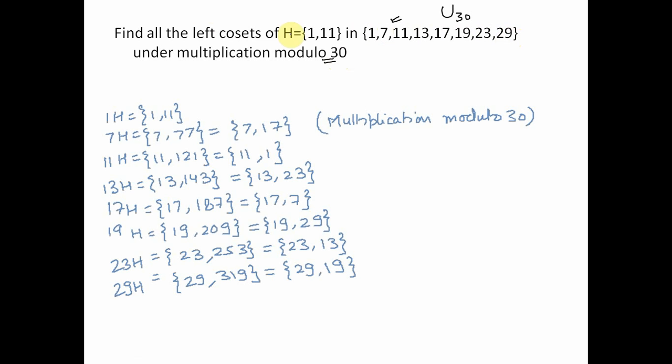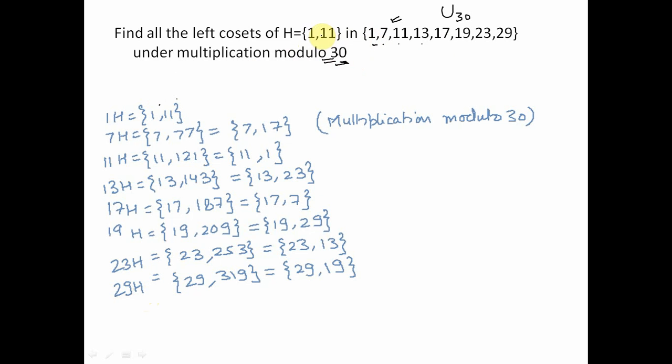Let's identify them. So the coset will be defined. See, the operation here is multiplication. So I'll write 1H, 7H, 11H, 13H, 17H, 19H, 23H, 29H, and so on. The operation is multiplication modulo 30. That means two numbers will be multiplied, the result will be divided by 30, and the remainder will be taken. So 1H, now I'll take elements from H.